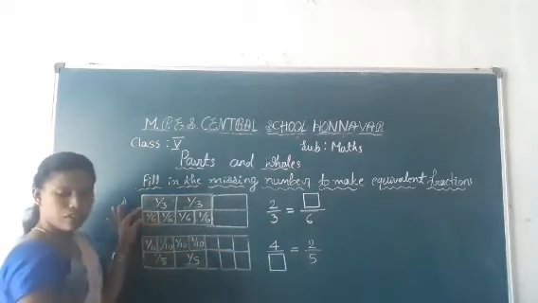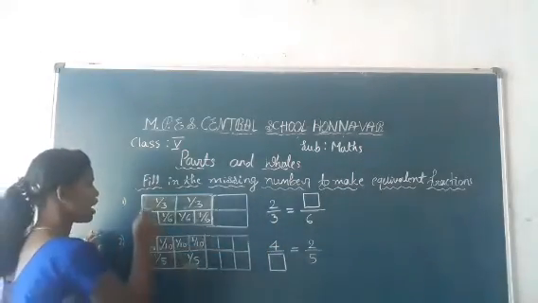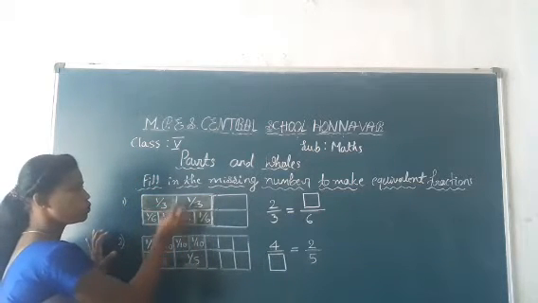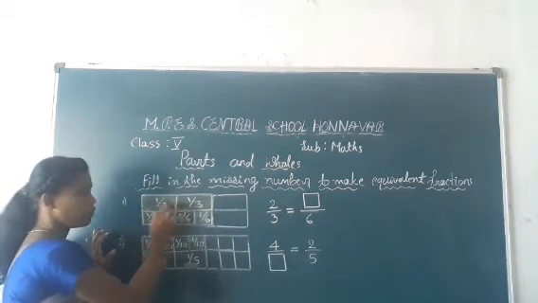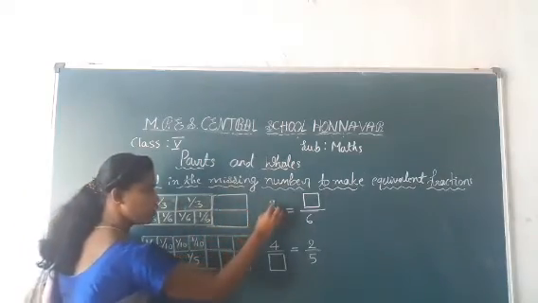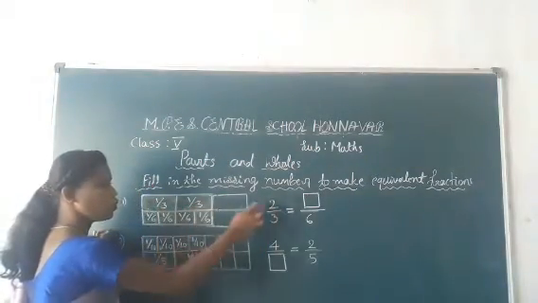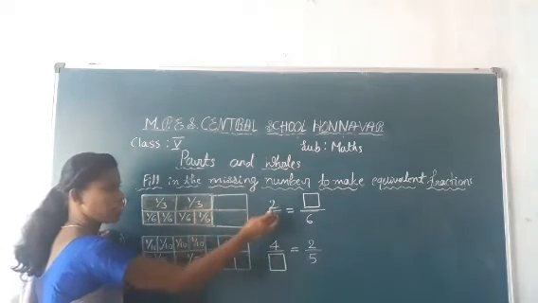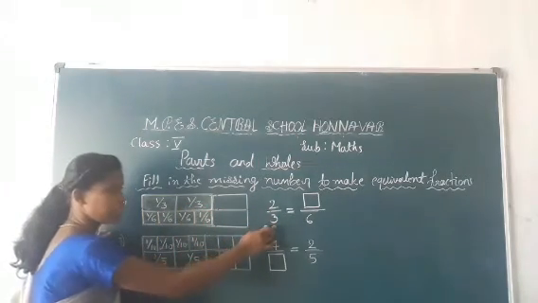Here we have 2 of 1 by 3. So here we have 2 of the 1 by 3 parts out of 3: 1, 2, 3. Okay. Here we have 2 by 3.